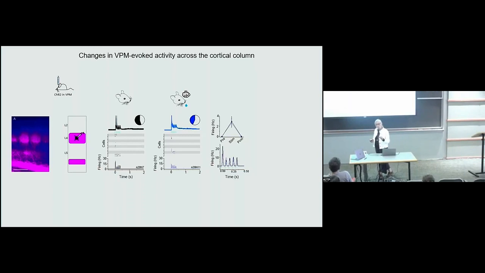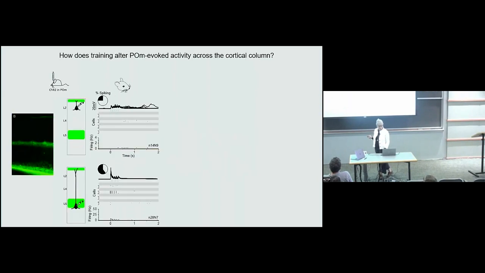We also looked at layer 5 and layer 2, which both directly and indirectly receive excitation from this first order thalamic nucleus, and we also didn't see strong changes in the evoked response there.